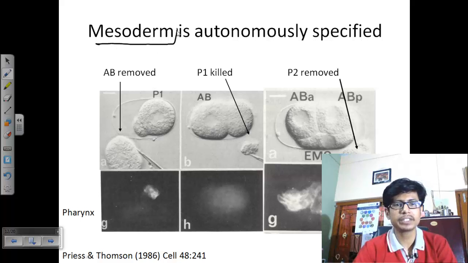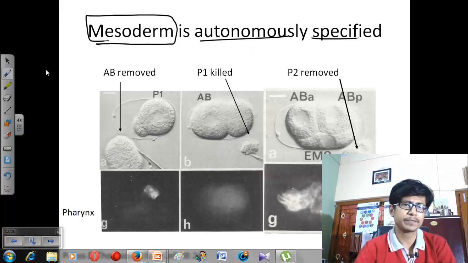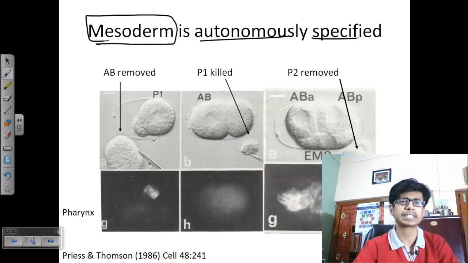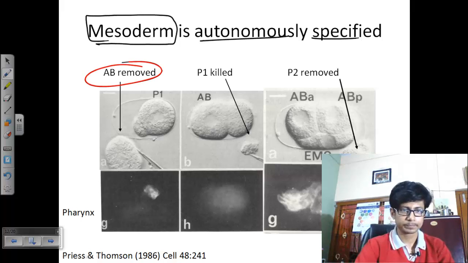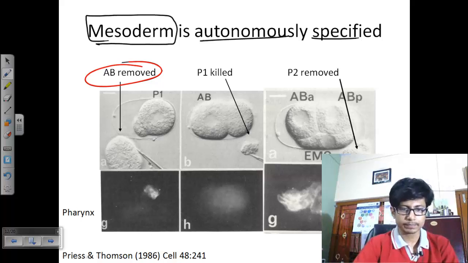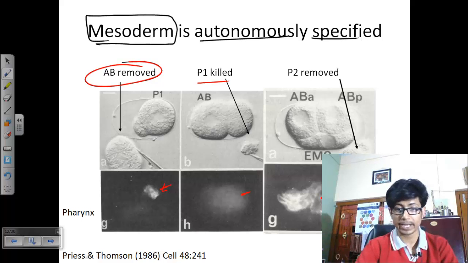See, the mesodermal region is autonomously specified. That is, it is specified without the presence of any specific proteins like that, because lots of experiments have been done. If you see the pharynx, the presence of pharynx there. From this developmental embryo, it's very easy to take cells out, because there are fewer cells present, less complicated. If you take the AB part removed, you see the pharynx is developed. If we take the P1 part killed, pharynx. If we remove the P2 also, pharynx, because the mesodermal region, that is the pharynx and muscle, is controlled by so many different regions. If you take even one of these regions out, it does not make much difference.